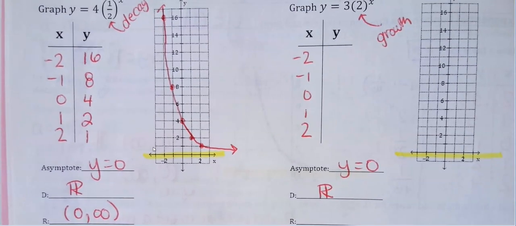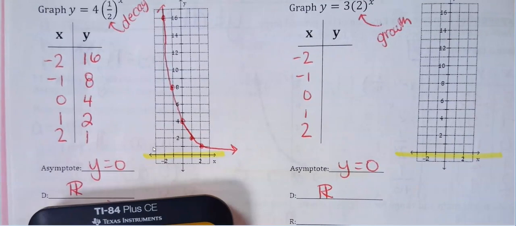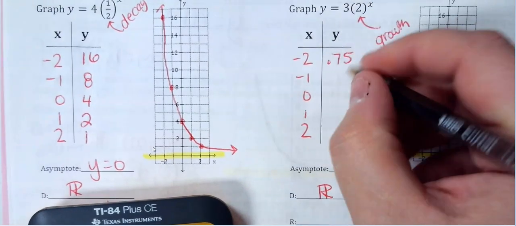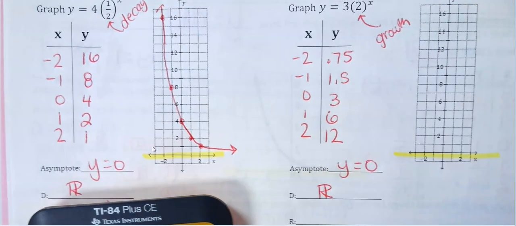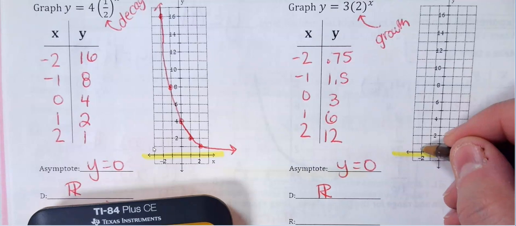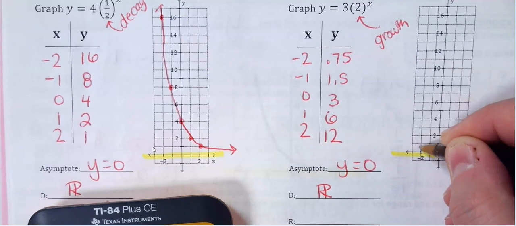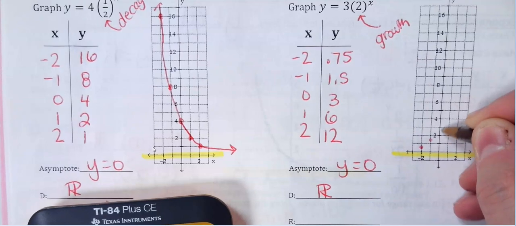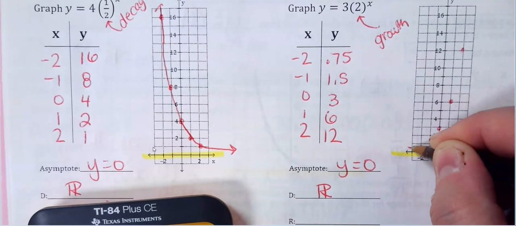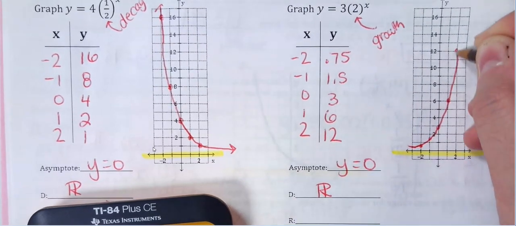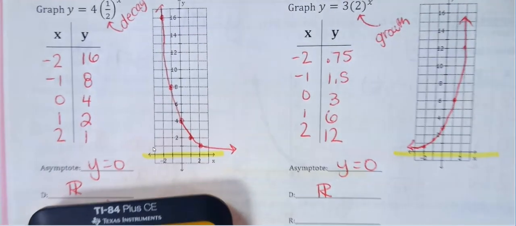And if you got that graphed, I'm going to graph 3 times 2 to the x. Again, if I'm getting like 0.75, which is not a nice number, just do your best to estimate it. And then every exponential growth function is going to take the same shape. It's kind of like a little J shape.